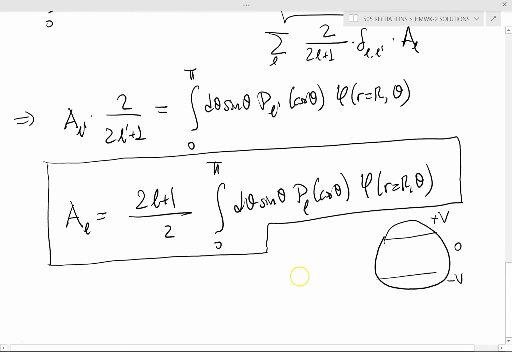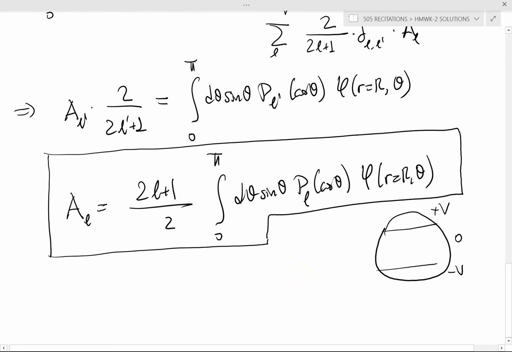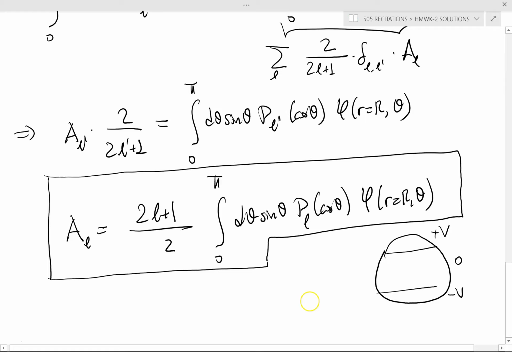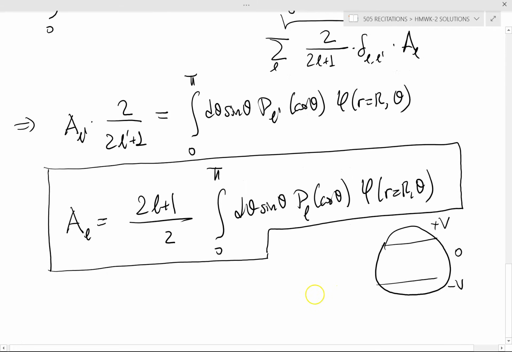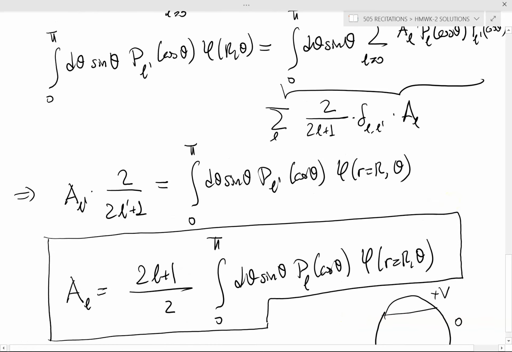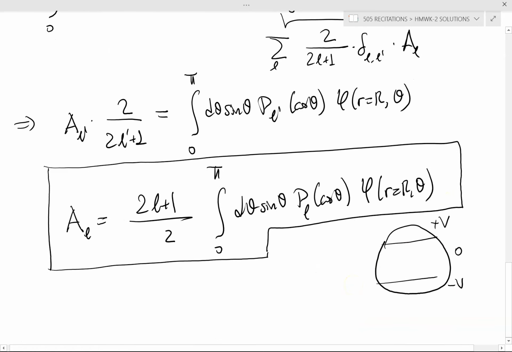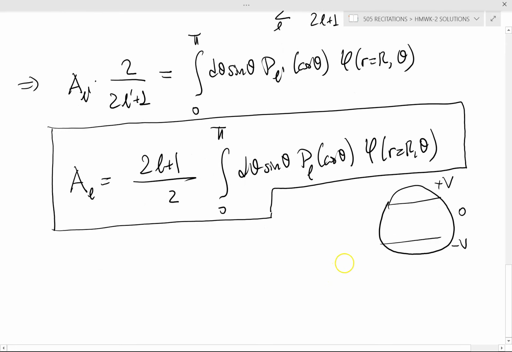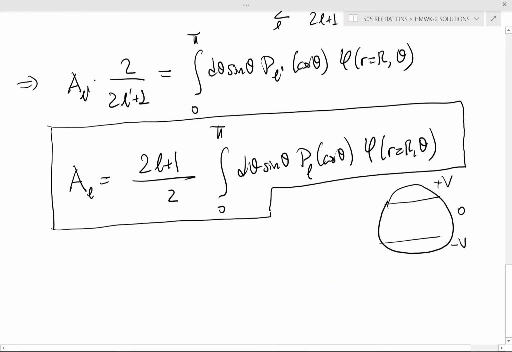I am not done yet, because I didn't satisfy this condition. I need to take the whole integration. This can be valid for any sort of potential distribution. So I would like to notice a couple of things before doing that.